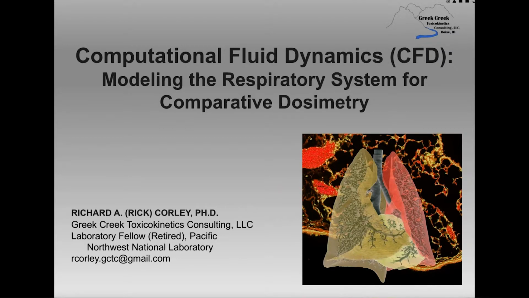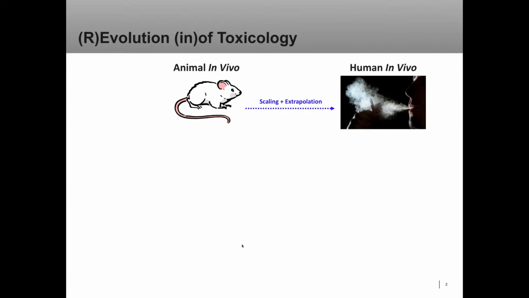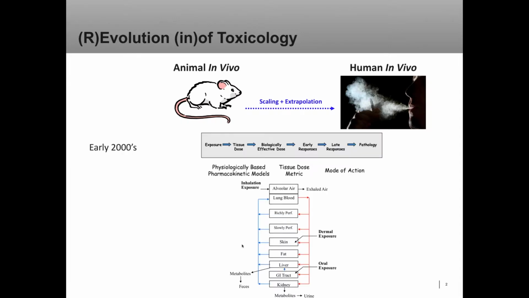But first, I'd like to provide a brief context of where CFD modeling fits within the repertoire of computational approaches used historically in toxicology. I go back to the beginning, where animal studies in the past have been conducted, and then the results are scaled and extrapolated to potential human responses. Up until the early 2000s, this scaling and extrapolation involved the use of pharmacokinetic models to assist in that process, in particular the development of physiologically based pharmacokinetic models that can work to determine and predict an effective tissue dose that leads to an adverse response. More recently, the CFD-based approaches have expanded upon this approach to address the importance of 3D organ structure.